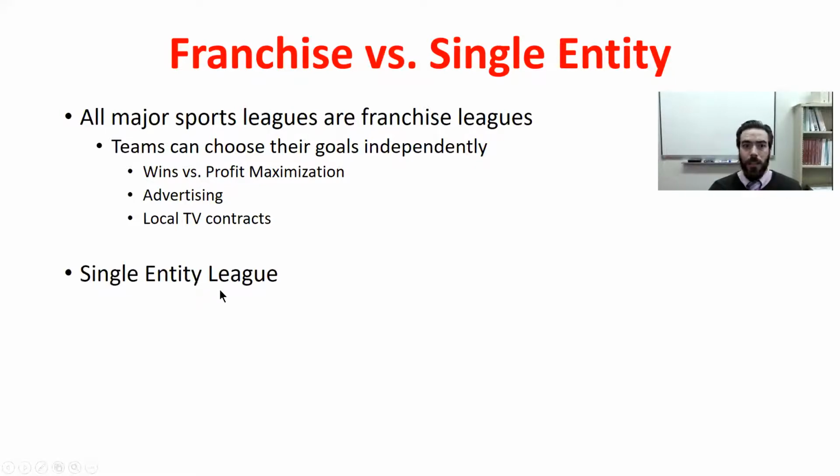A single entity league is where each owner has some share of the overall league performance. So with a franchise league, if I'm the New York Knicks and I have an amazing season, I earn all this additional revenue, I get to keep that. It doesn't matter if the league as a whole suffered that year. Maybe most teams did poorly. I would still benefit from the decisions I made.